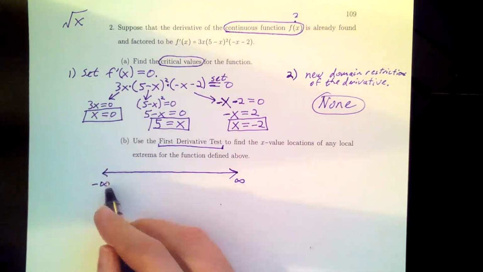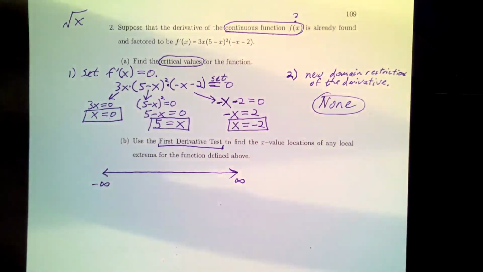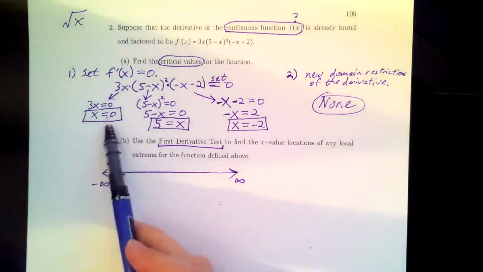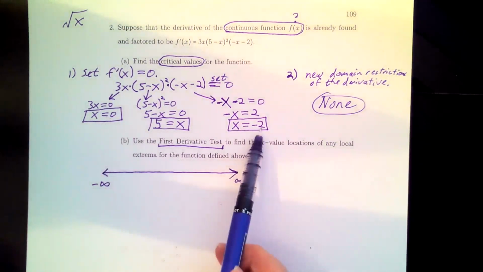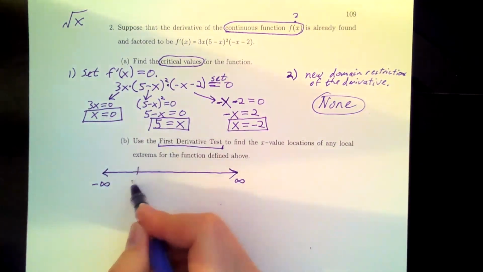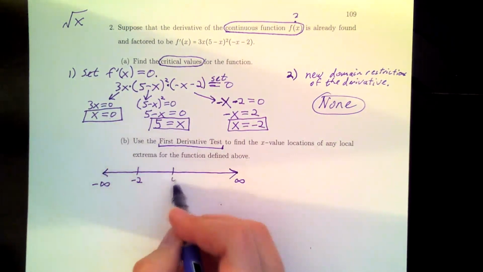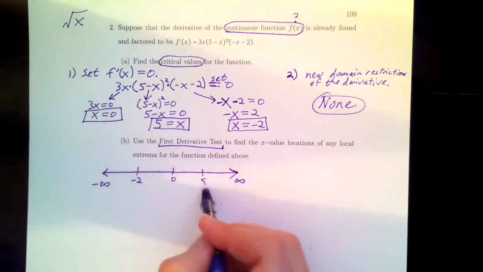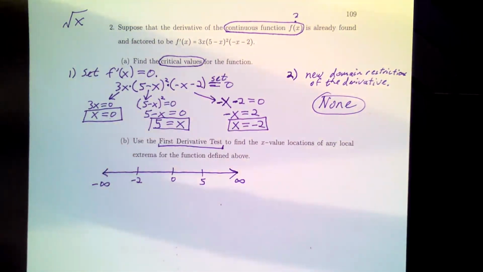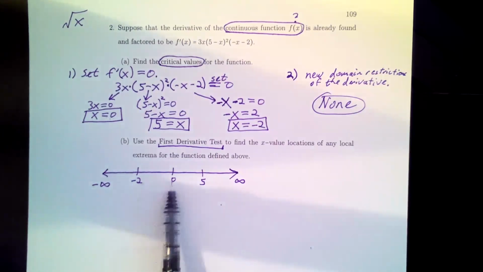We have it goes from minus infinity to infinity, and on this number line I'm going to have 3 x values, my 3 critical numbers. Put them in order. The -2 will come first, and then the 0, and then the 5. So I have 3 possible maxes or mins. And we're going to use the derivative to help me figure it out.